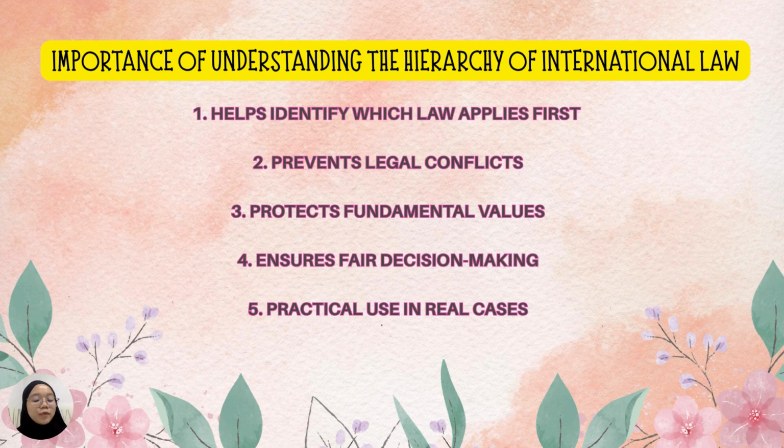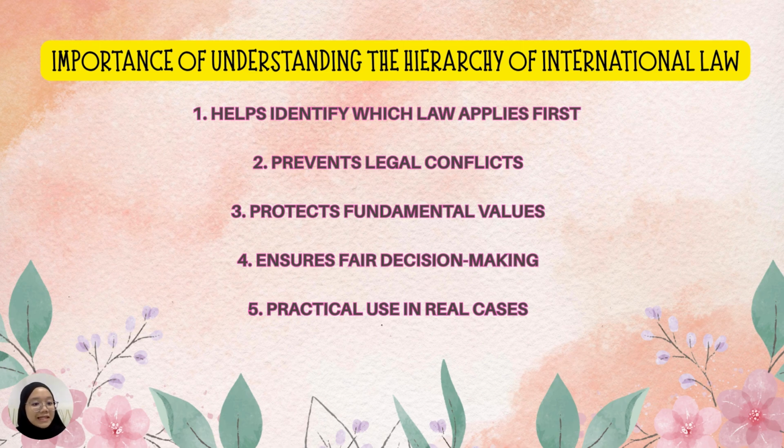Alright, next is the importance of understanding the hierarchy of international law. The first one is that it helps to identify which law applies first. Knowing the order of the sources from jus cogens to the subsidiary ones guides courts and lawyers on which rule to apply when different rules exist. For example, if a treaty and custom conflict, the treaty, if binding on both parties, takes priority.